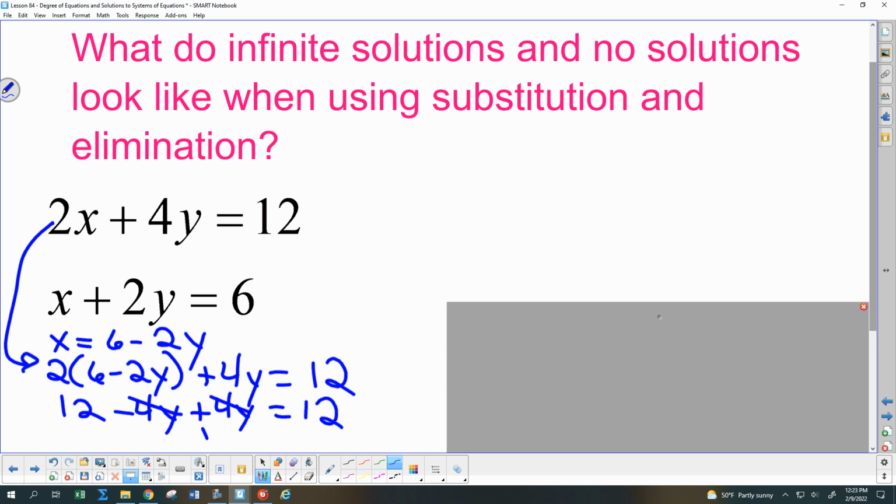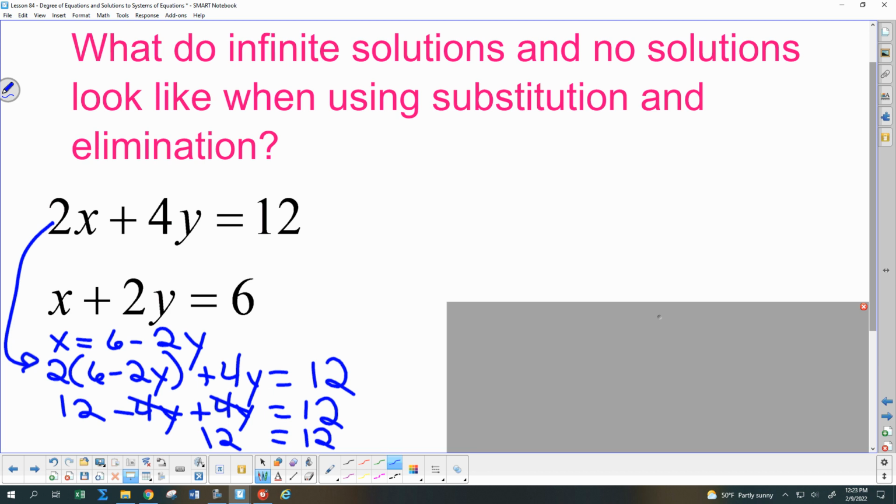So my y's cancel, and wait a minute. I'm used to, I get y equals something or x equals something. I didn't get that. I got 12 equals 12. So tell me about that. When is 12 equal to 12? All the time? Never? Once in a while? When does 12 equal 12?